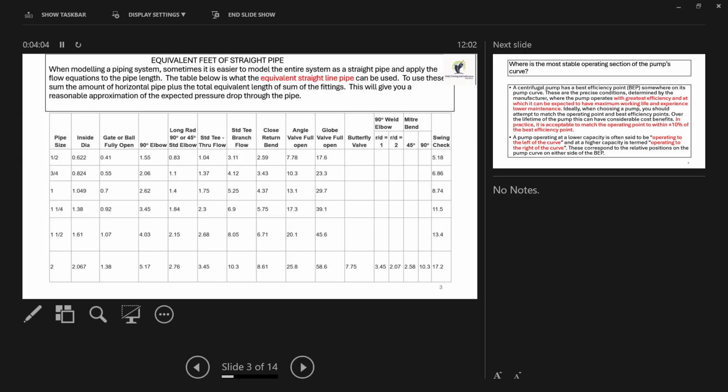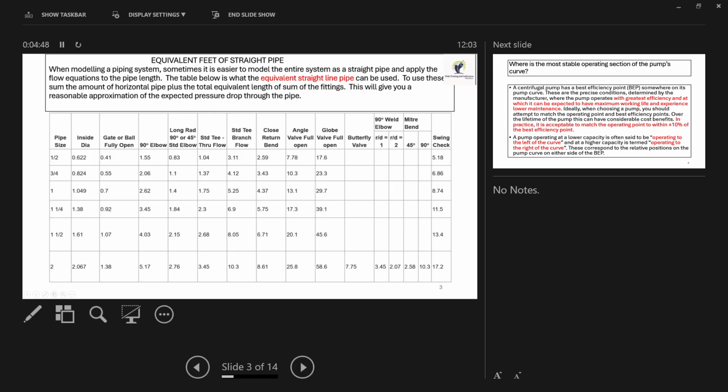Suppose you are providing some valve or some tee or some elbow, then you have to convert all these fittings into their equivalent straight length. Suppose you have provided a half-inch pipe and a ball valve, then the equivalent length is 0.41 times the inside diameter. If it's a 90-degree elbow, it is 1.55 times 0.66, and that will be your equivalent half-inch pipe length.